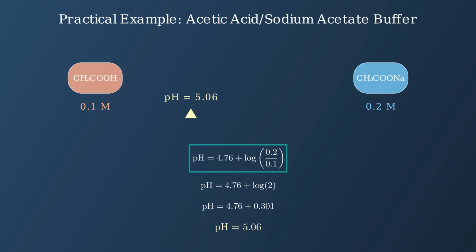Notice that the pH of our buffer is above the pKa value of acetic acid. This is because the ratio of base to acid is greater than 1. When the ratio of base to acid increases, the pH shifts higher above the pKa. Conversely, if the ratio was less than 1, the pH would be below the pKa. This example demonstrates how the Henderson-Hasselbalch equation allows us to precisely calculate buffer pH using the concentrations of acid and conjugate base.